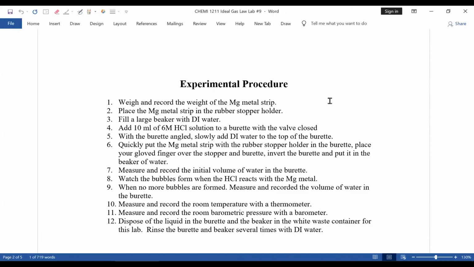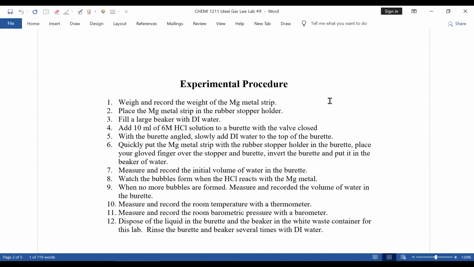Then you notice the angle, which you would do, slowly add the DI water. So you have it all the way to the top of the burette, put the metal strip in, put the stopper in, put your glove finger, because you'd be wearing gloves and safety goggles in the lab, invert it, put it in the water. Measure immediately the initial volume, because we're using a burette, not what he has.